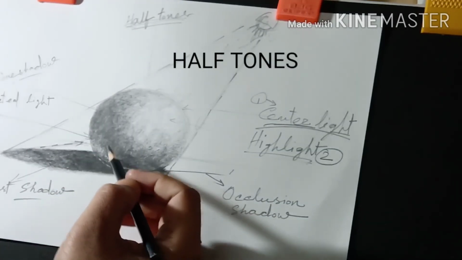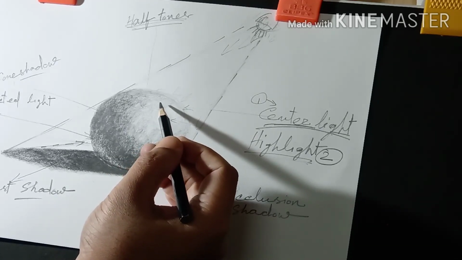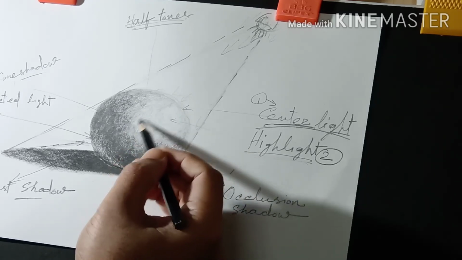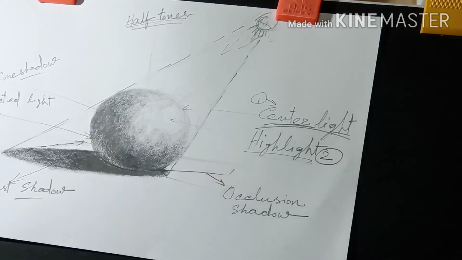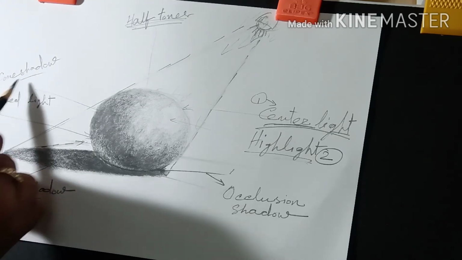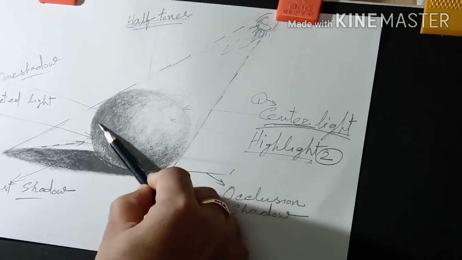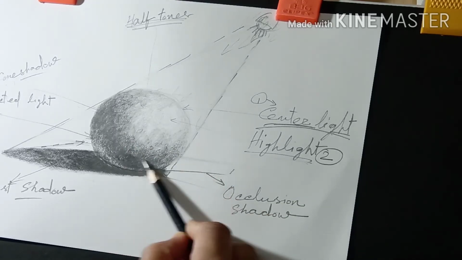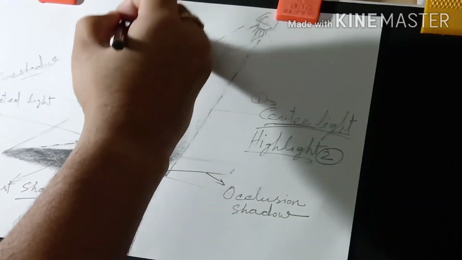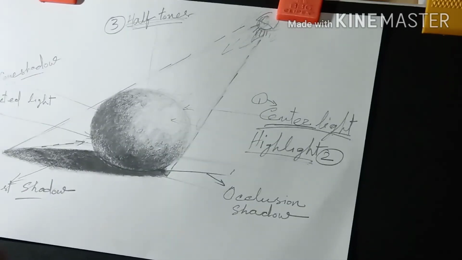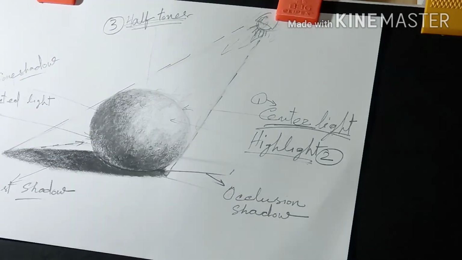Half tone means the core shadow area will mix with the center light area. In this much area we can see one light tone, it is called the half tone area, and shadow also. Okay, and this is the core shadow, meaning we can see the main shaded area on that wall. Okay, it is a dark place. The third point was the half tone, and the fourth point is the core shadow area.